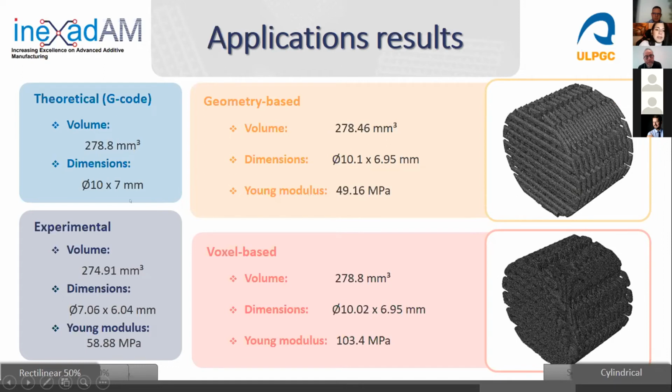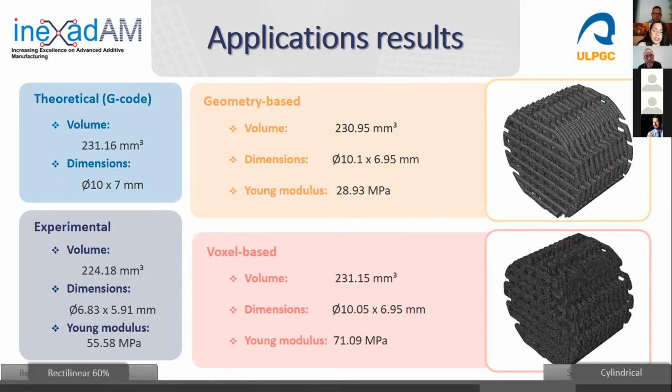And in terms of Young's modulus, we can observe that it's too different in all cases. None of the models can predict the experimental results. The same scaffold, but with 60% porosity, presents almost the same results. The dimensions of the models are similar to the theoretical, but not to the experimental result. And the Young's modulus of the models cannot predict the Young's modulus of the printed part.